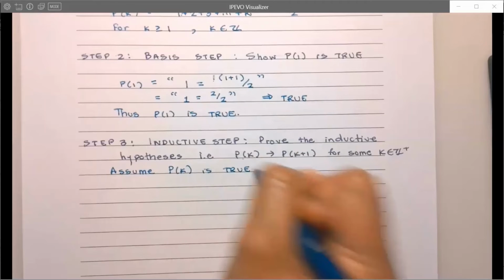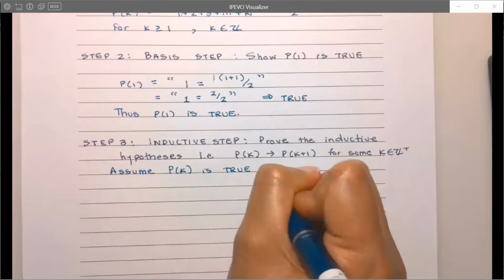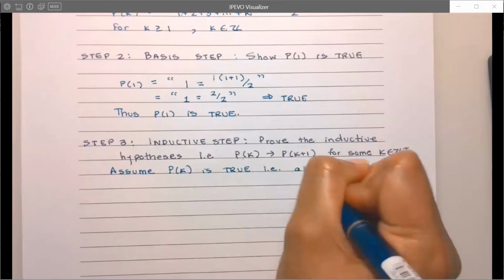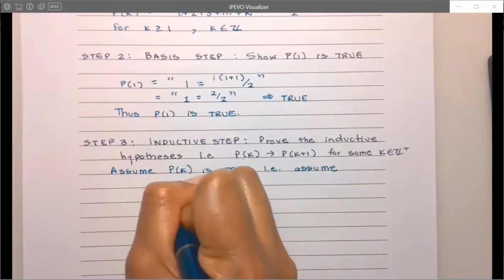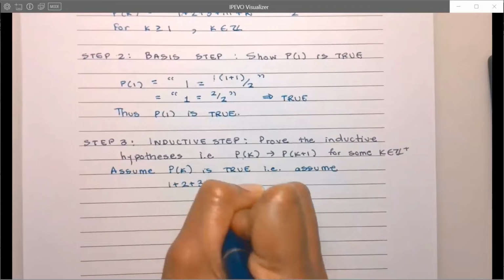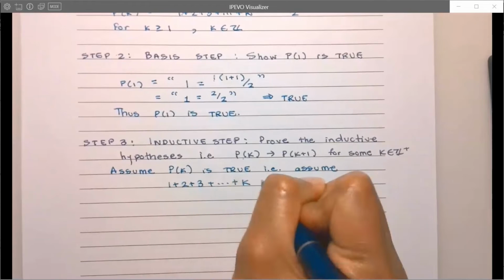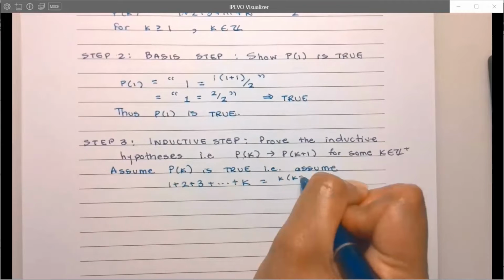Now, what does that mean? i.e., we're going to assume that 1 plus 2 plus 3 plus all the way down to K equals K times K plus 1 over 2.